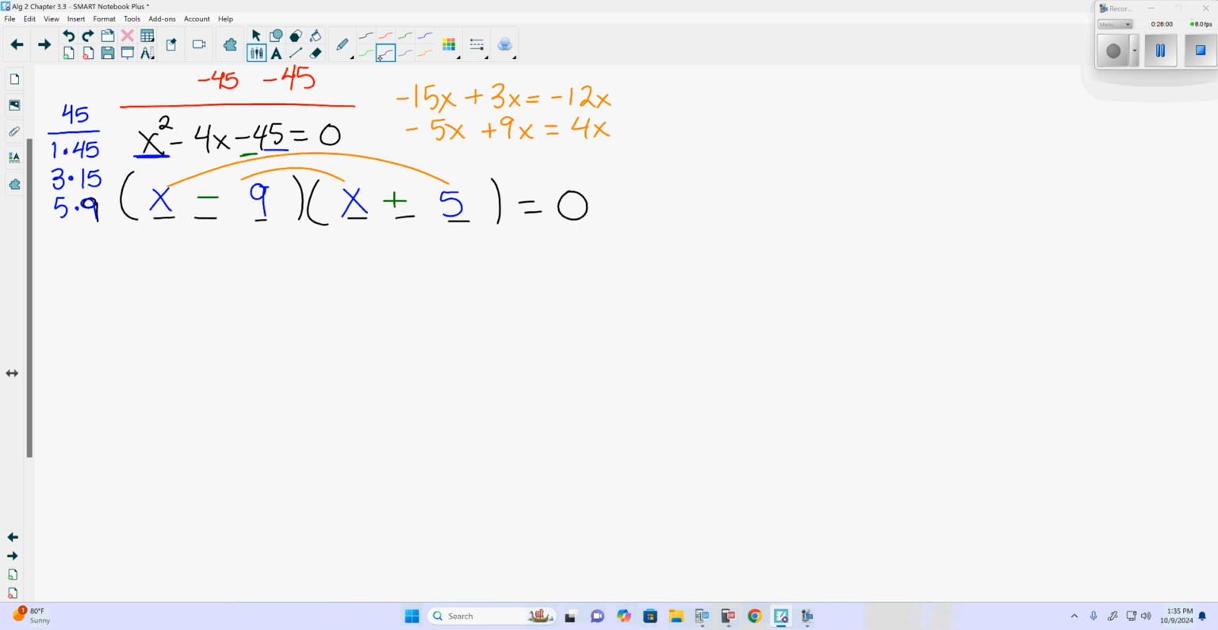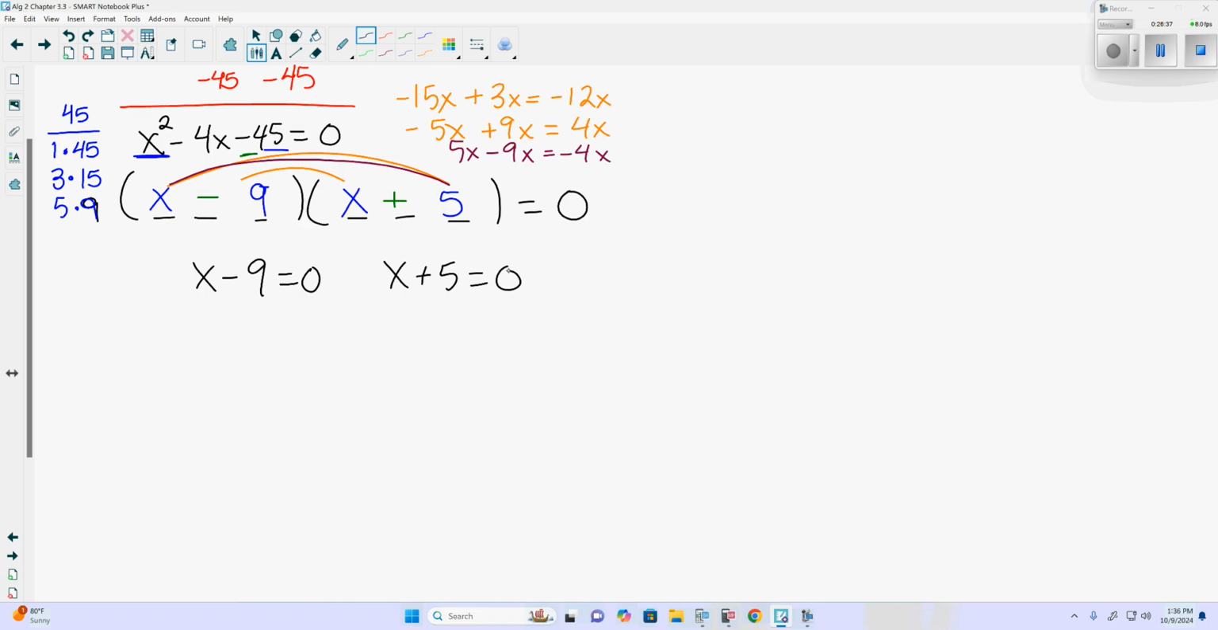And if we check this one last time, x times 5x is positive 5x. Negative 9 times x is negative 9x, giving us negative 4x. So that x minus 9 times x plus 5 equals 0. Whenever we have two or more things being multiplied together that equals 0, one of them has to be 0. That's just our zero product property. X minus 9 equals 0. X plus 5 equals 0.